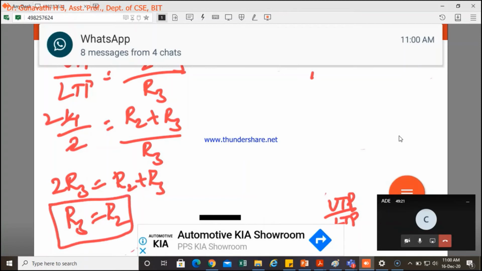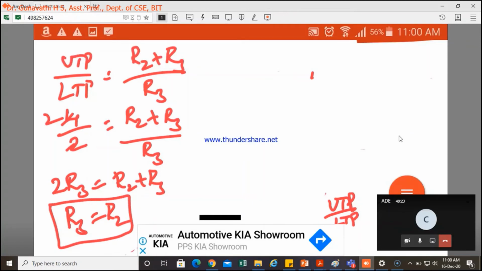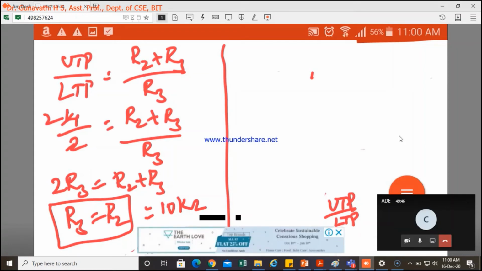So I can consider any value. It should be the same for both R2 and R3. So you can just take some value for this. Okay, I'll take 10 kilo ohms. It's not necessarily 10 kilo ohms. You can take any value which is available in the lab. Then you substitute this value in one of the expressions which we computed for UTP and also for LTP, and compute the remaining one. So which one will we consider?